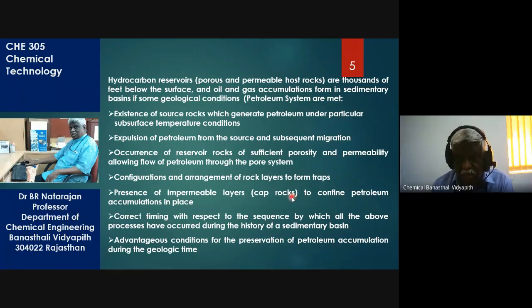So the cap rock sits above this. Correct timing with respect to the sequence by which all the above processes have occurred during the history of a sedimentary basin gives advantageous conditions for the preservation of petroleum accumulation during the geological time. When I am saying geological time, it's thousands and thousands of years.